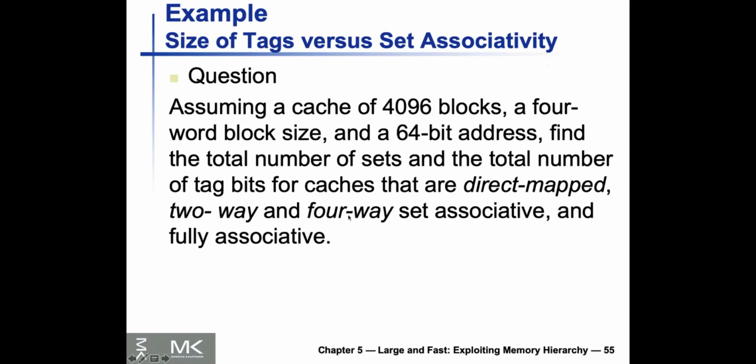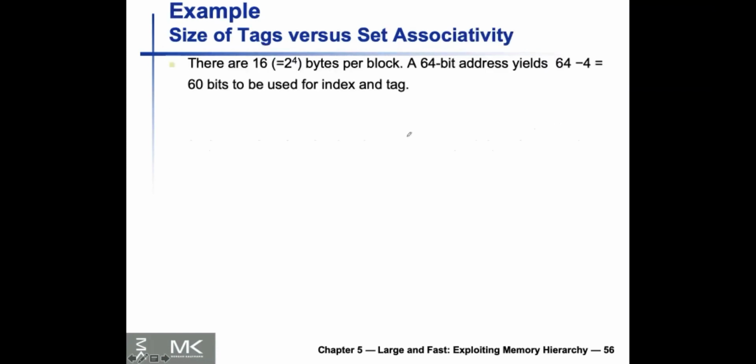Here, we had 4096 blocks, a 4-word block size, and a 64-bit address. Because of the block size, for a 4-word block we're going to use 16 bytes per block, okay? And each byte is an 8-bit byte, right? So by allocating 4 bits, you're going to address those 16 bytes per block.